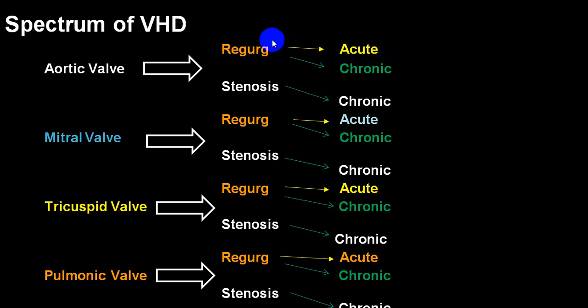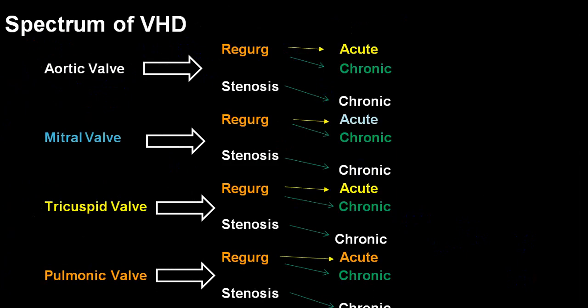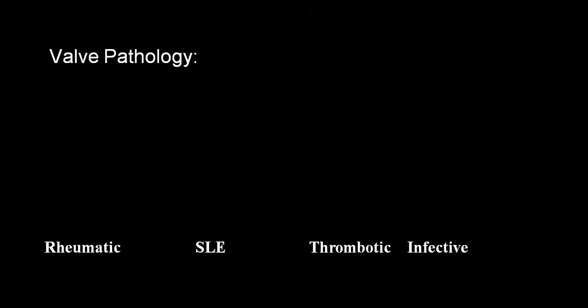And we have already told you, the most common variety of acute regurgitation is infective endocarditis. We have already shown you here: infective endocarditis, traumatic damage. While in mitral regurgitation, it can also be acute myocardial infarction or even an ischemic episode. While stenosis is usually because of chronic pathophysiology. So you can have a chronic pathophysiology producing stenosis. So that is usually the permutation combination.